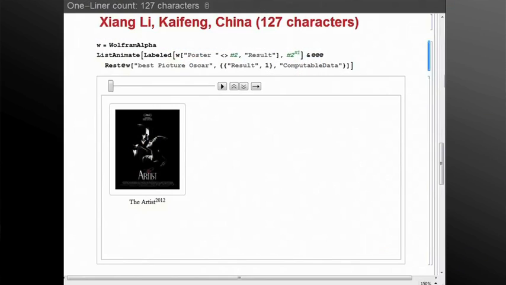Vitaly? Sure. The next one is Xiang Li with 127 characters, and he's from China. And I really like this example because it reminds us what kind of fun you can have with Mathematica.